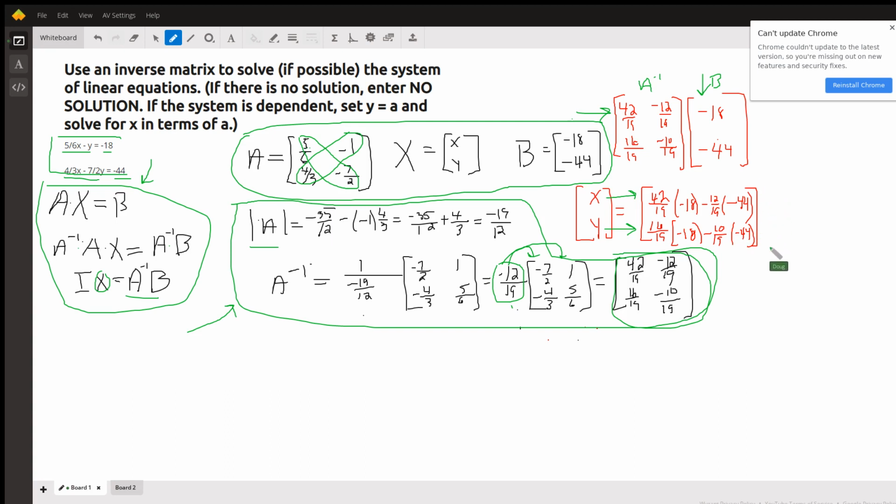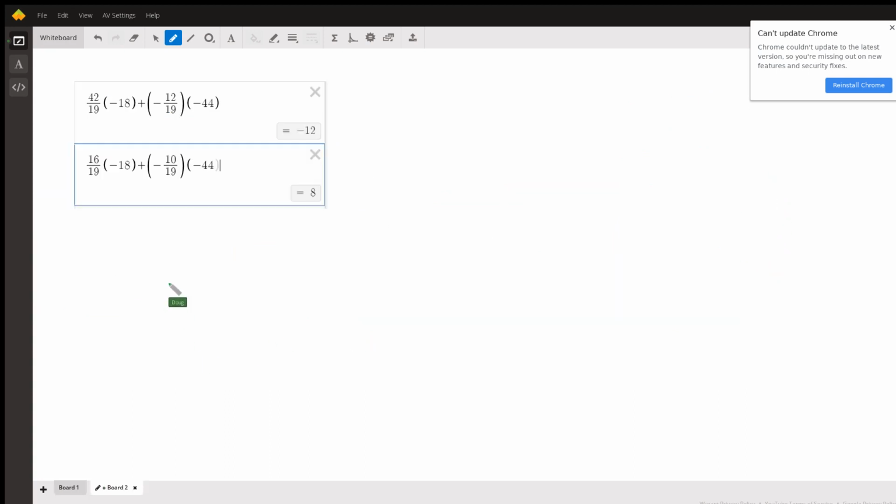I don't want to work that out here, but I'll go to board 2 and show you what I got on Desmos. There it is. So it looks like x is negative 12 and y is 8. And of course, we should probably check those in the original equations, but I'll leave that to you.